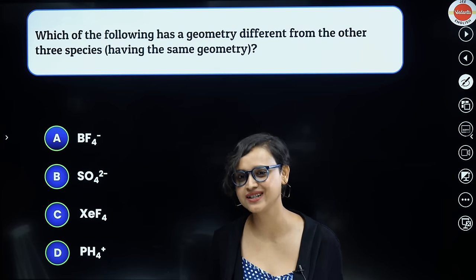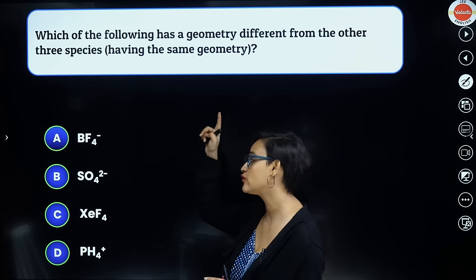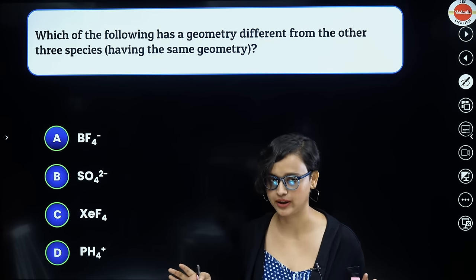Now, let's solve a question. Shall we solve a question? Let's solve a question, everybody. Chalo. Which of the following has a geometry that is different from all the other three species? The other three have the same geometry, okay?